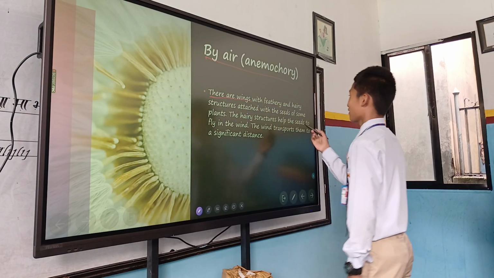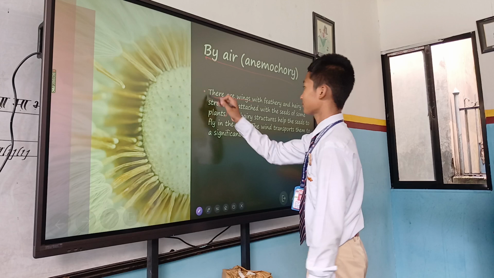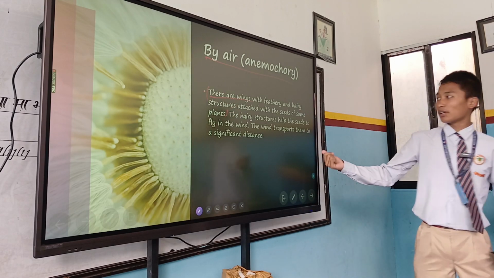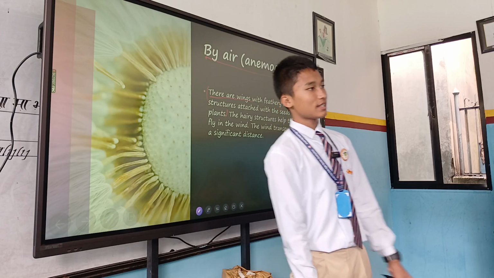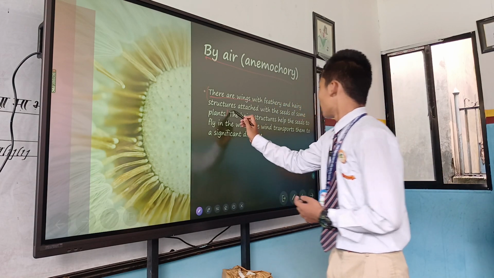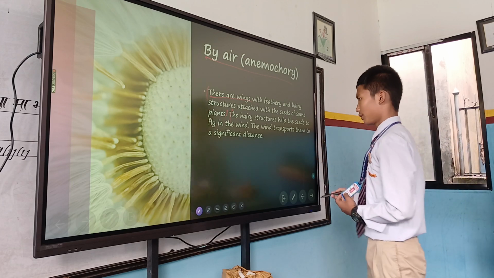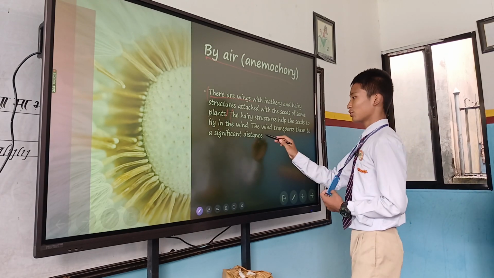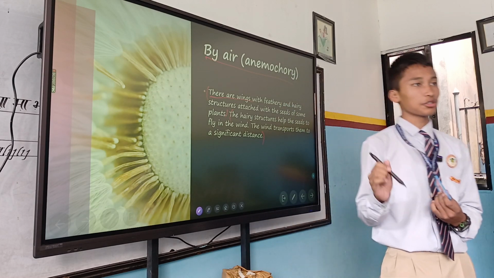There are wings, feathery and hairy structures attached to the seeds of some plants. In some seeds of some plants, there is some hairy and feathery substance attached to it. The hairy structures help the seeds to fly in the wind. The wind transports them to a significant distance.